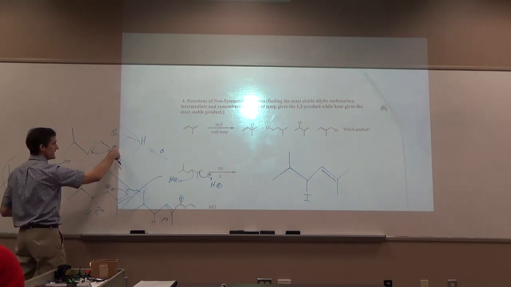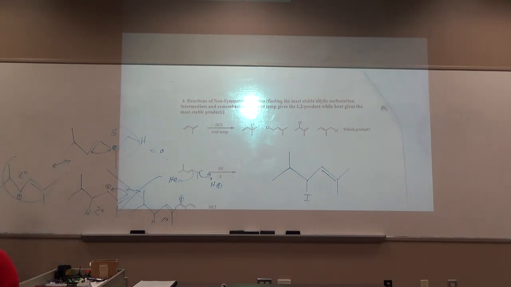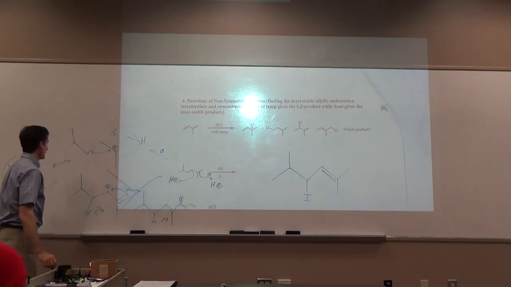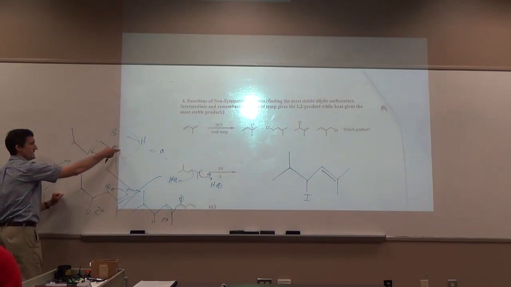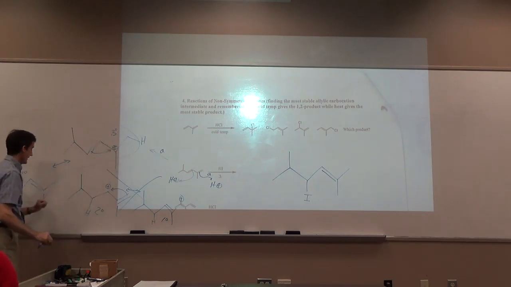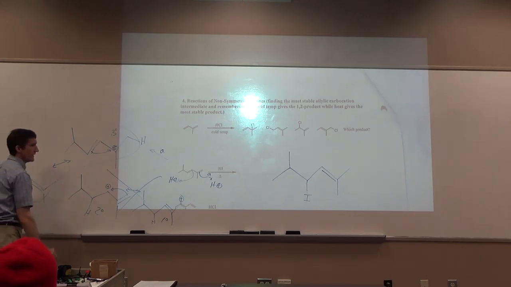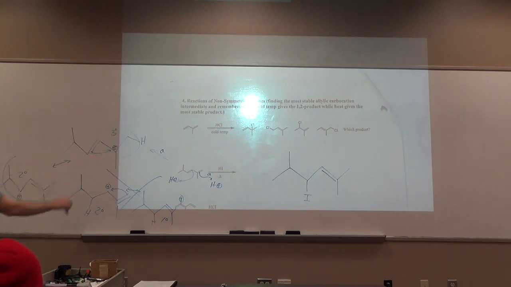If the iodine adds here, that's a 1-2 product. If it adds here, that's a 1-4 product. Heat gives the most stable. Which would be more stable? Iodine added there, the double bond would be what substitution? It's disubstituted, just like that. If the iodine added here, the double bond would be what? Trisubstituted. Yeah. The iodine is going to add here. And when the iodine adds there, what do you get? You get that product shown.